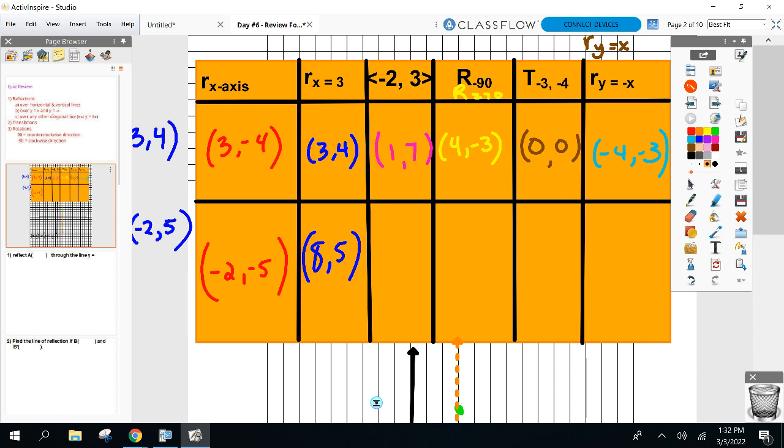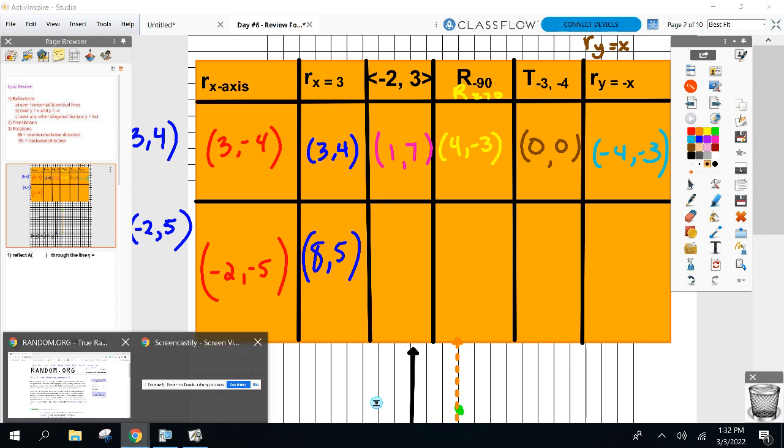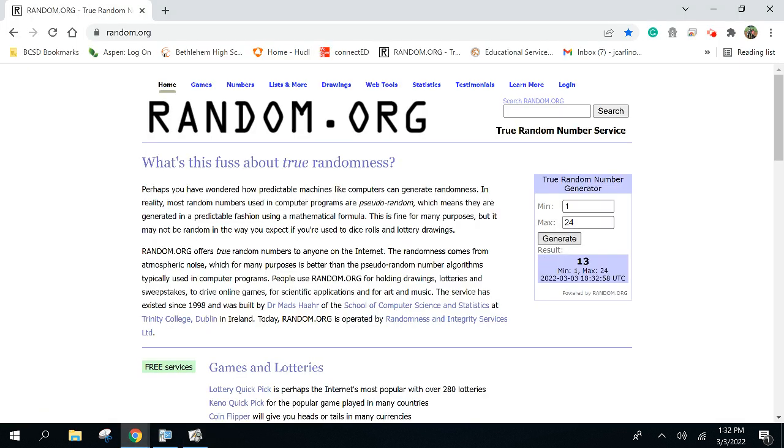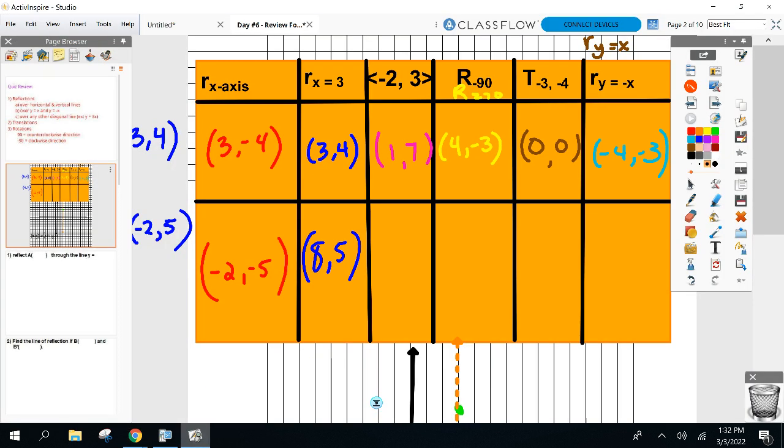Vector notation. Translate. Negative 2, 3. Translate for me. Negative 2, 3. Negative 4, 8. Negative 4. Add 3. 8. Good work.